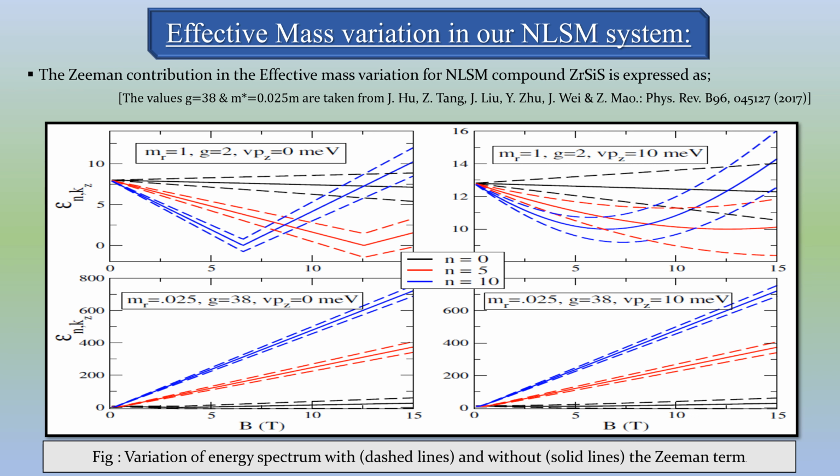One can also see such behavior from the field dependence of the Landau level spectra as shown in the bottom figure, where the smallness of the Zeeman term is clearly seen for the small effective mass and Z equal to 38.